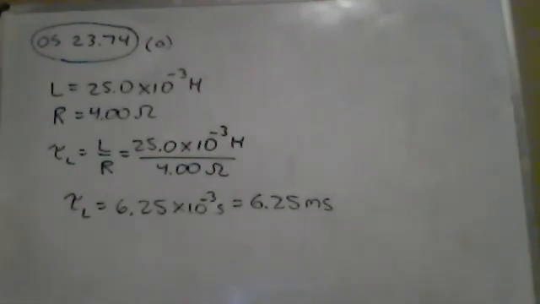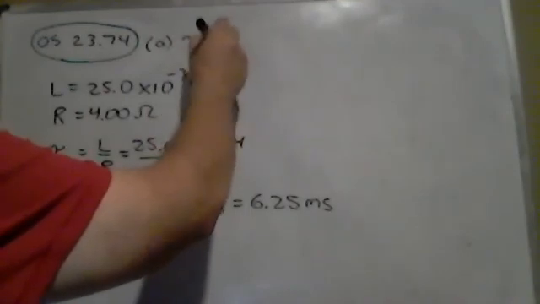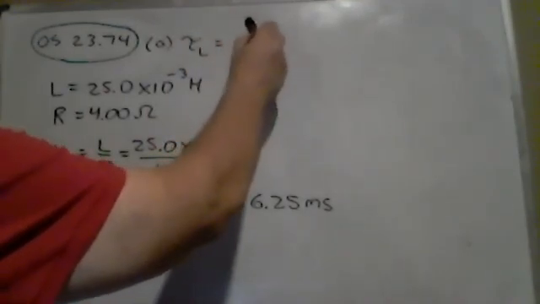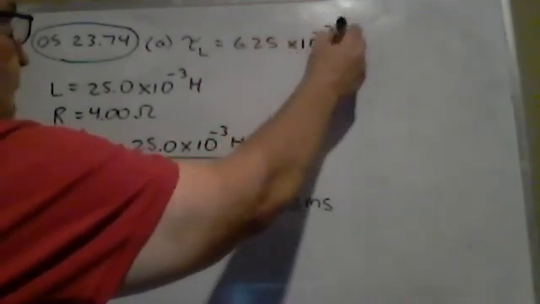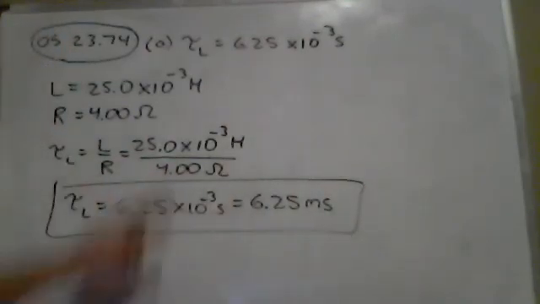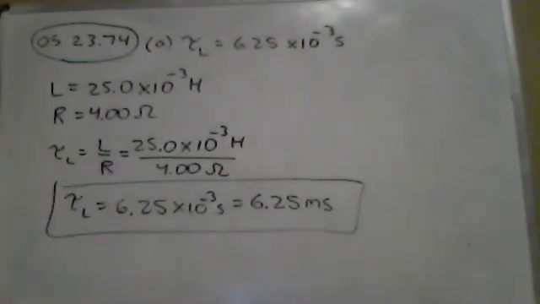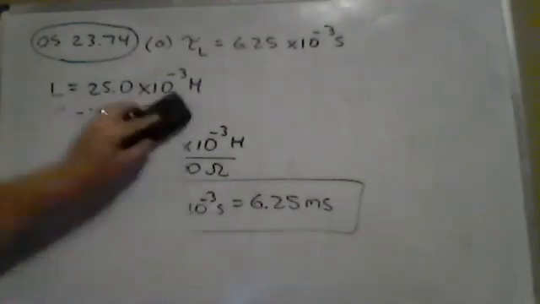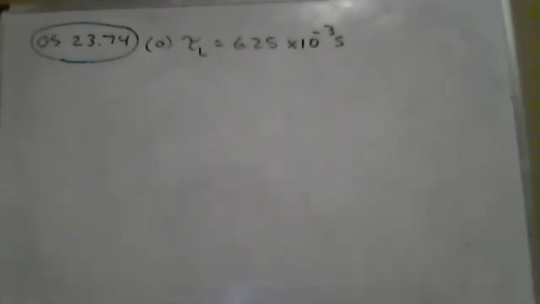All right, so for part A, let's put this in a parking lot. Tau sub L is 6.25 times 10 to the negative 3 seconds. This is what I put down for the answer for part A, and I'm going to put it in the parking lot because it's going to be more useful in my calculation. All right, so this is part A. Now I'm going to do part B. I'm going to use part A actually to do part B.